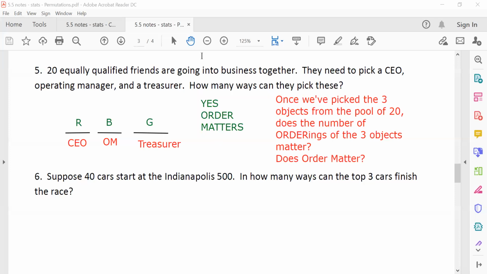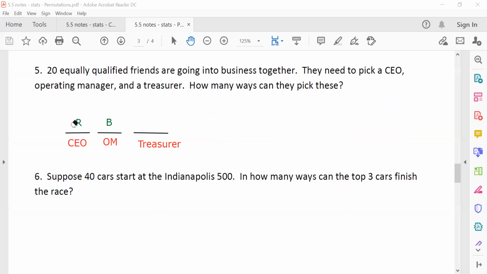And so there's a couple ways we can see this one. You could say, well, let's think. From the group of 20, there's 20 people we can pick into the first slot, times 19 we could pick into the second slot, times 18 we could pick into the third slot. Multiply them all together. Or you can say that that's just a permutation, 20 objects taken 3 at a time.